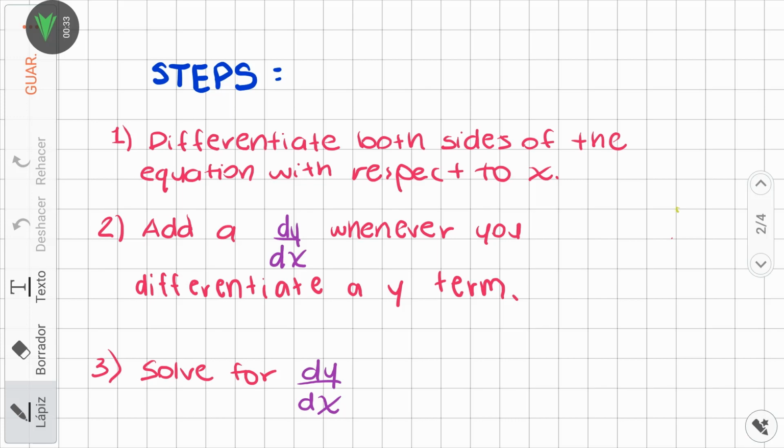Whenever you encounter a y, try to imagine that that y represents something expressed in x, okay? So, say you have, for instance, y squared. When you find the derivative of this, simply apply the power rule, that will be 2y, and then you have to multiply by the derivative of y. So it's the chain rule, and the derivative of y is dy/dx.